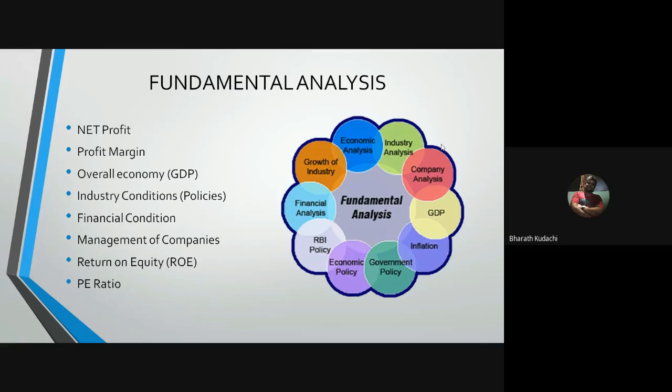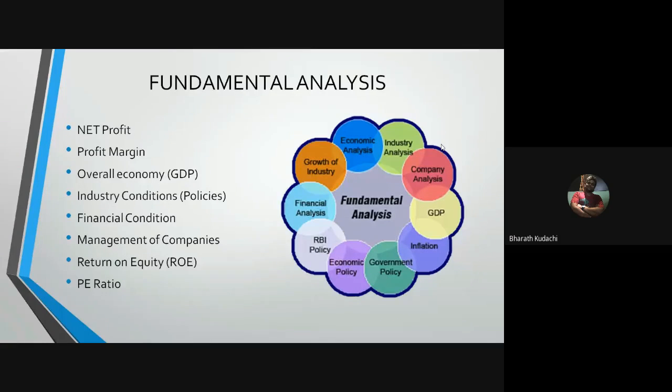On the left side, I have written a few top words, like net profit and profit margin. These are the commonly used parameters used by an investor. So what is the net profit of a company? As an investor, my main aim is to get as much profit as I can from the company. Correct? So when I see the net profit of a company, it should be high.